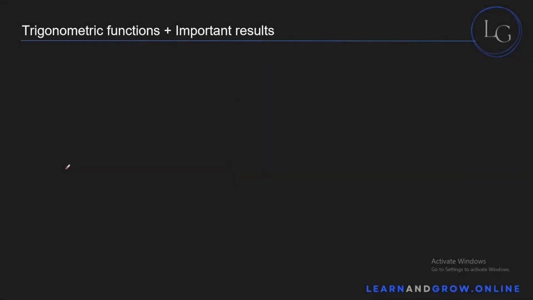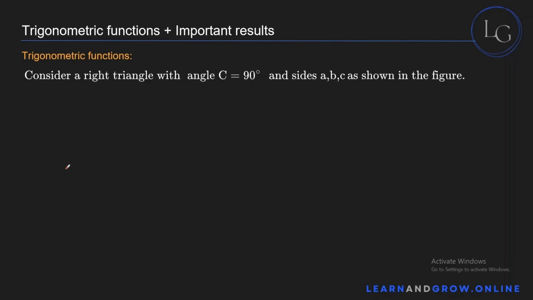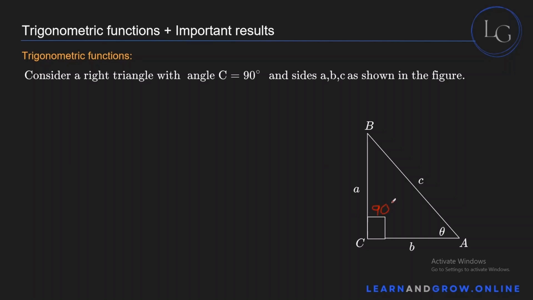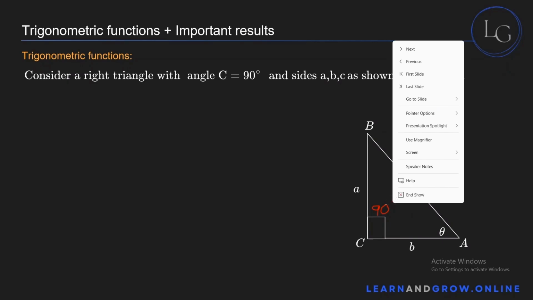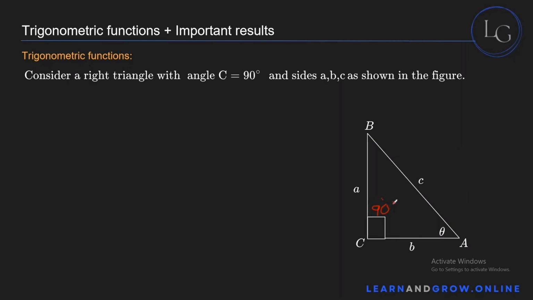Now let's see trigonometric functions and important results. So for trigonometric functions, let's consider a right angle triangle with angle C equal to 90 degrees and the sides a, b, and c as shown in this figure. So this is the 90 degrees angle. Some glitching, but yeah, 90 degrees angle. And these are the sides a, b, and c, and these are just the points of the triangle, capital A, capital B, and capital C.